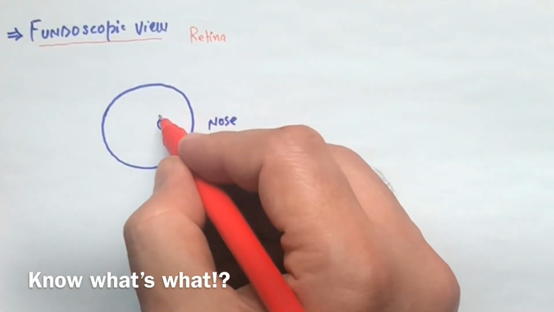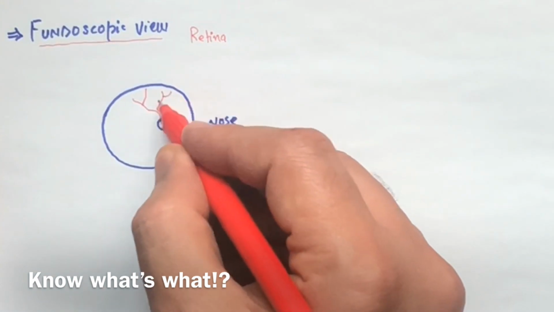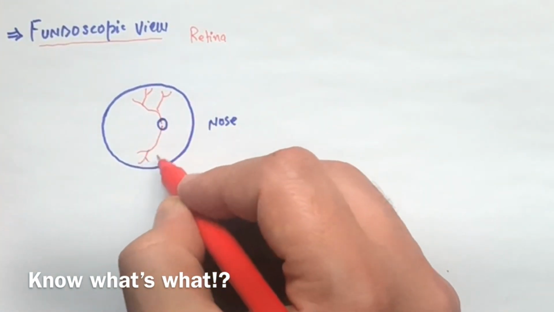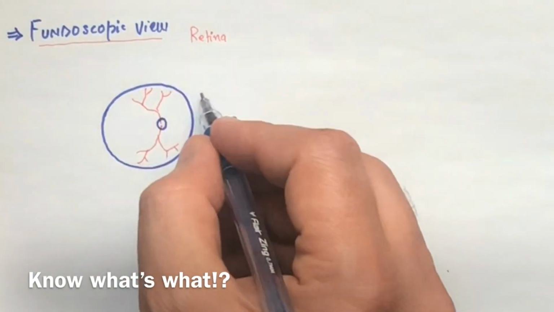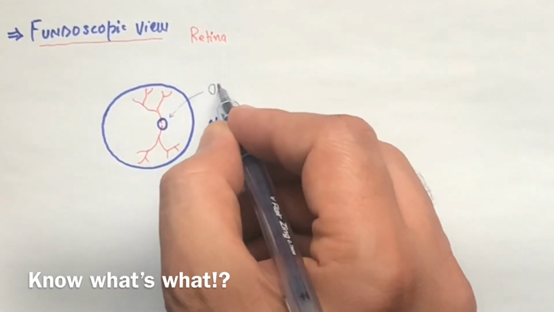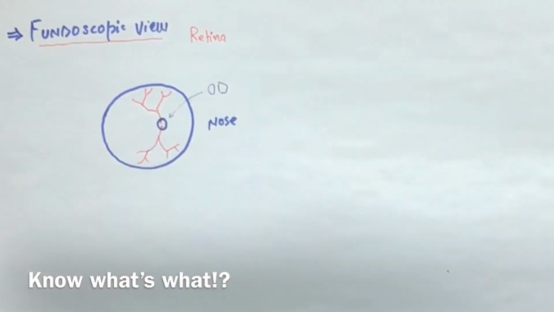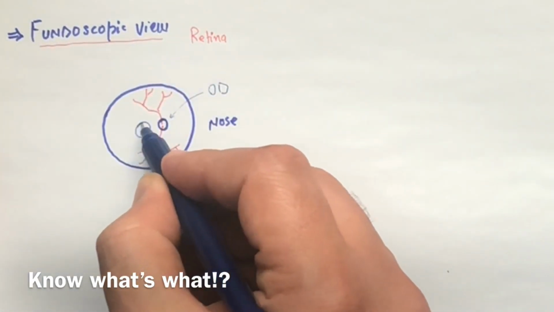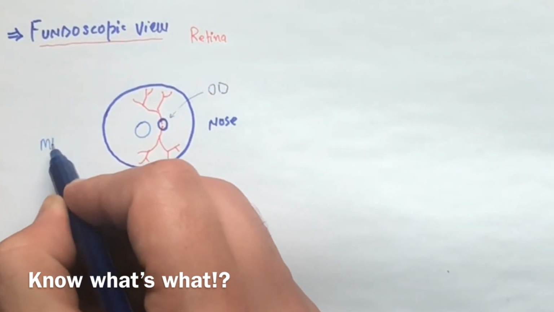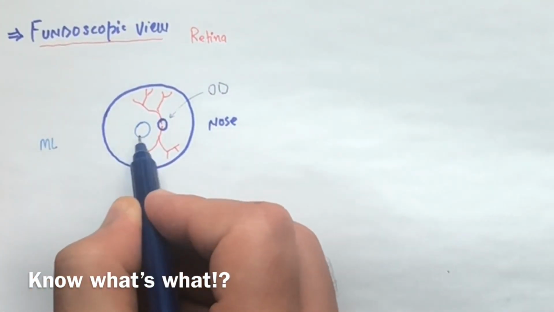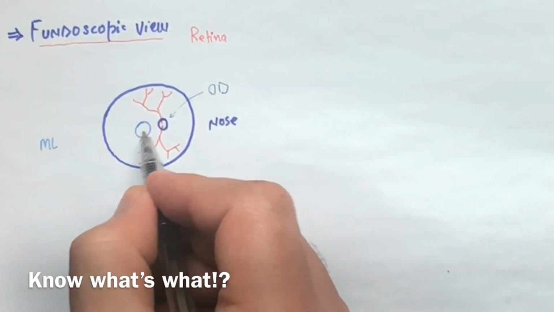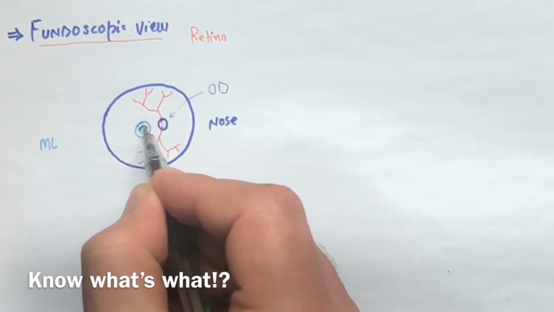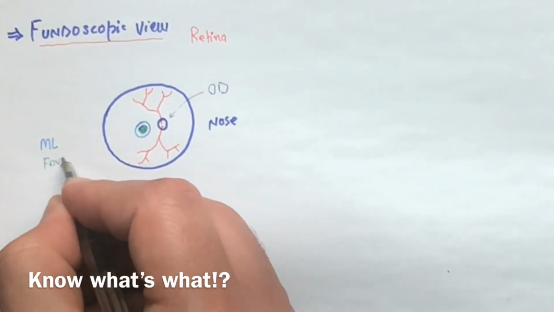So, to the nasal side you have the optic disc, and the retinal vessels spring out of the optic disc. So here is the optic disc, and lateral to it is the yellowish area called macula lutea. And within the macula lutea, there is a depression which is called fovea centralis. So here is the fovea centralis.